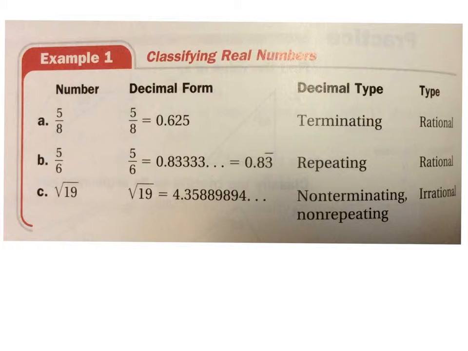Looking at example C, we have the square root of 19. The square root of 19 is 4.35889894, on and on and on. This decimal does not terminate, and it does not repeat. Therefore, the square root of 19 is an irrational number.